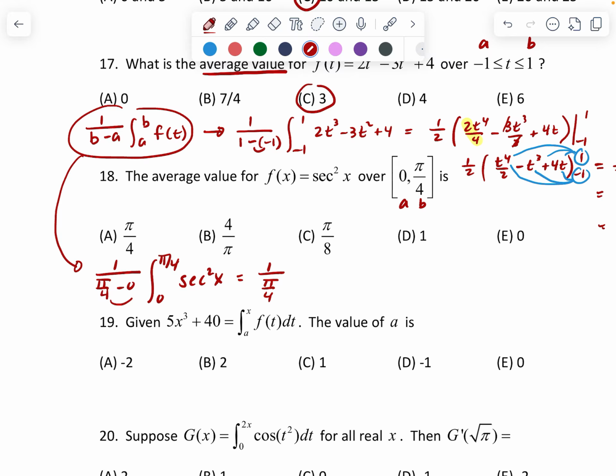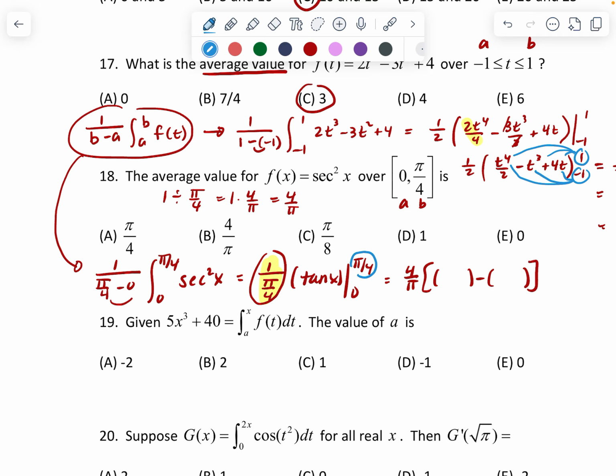Then the integral of secant squared is tangent, and I'm going from 0 to pi over 4. Now, something to notice here. This looks dumb, right? 1 over pi over 4. 1 divided by pi over 4 is the same thing as 1 times 4 over pi, multiplying by the reciprocal. So that's just really 4 over pi. So I'm going to go ahead and change this whole thing to 4 over pi so it doesn't look so lame. Then plugging this in, doing a top minus a bottom.